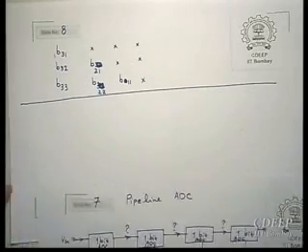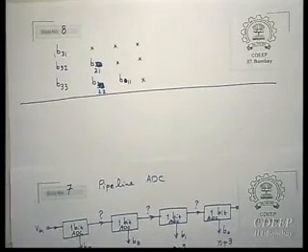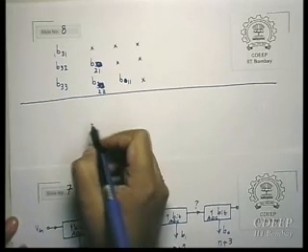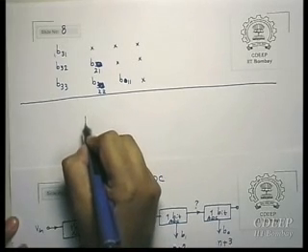So what happens inside the pipeline stage? Eventually, what does a pipeline stage say? First, suppose we have just one bit. Okay, so we have a 1 bit ADC.